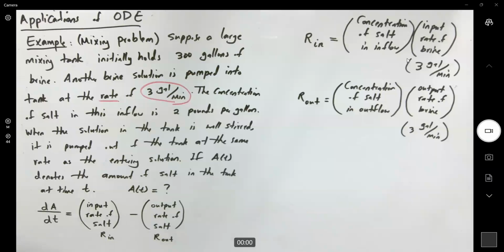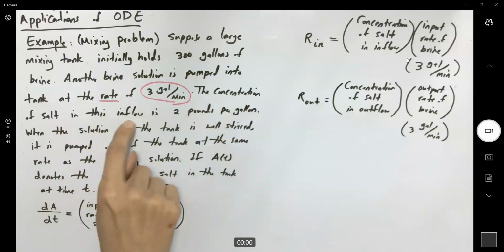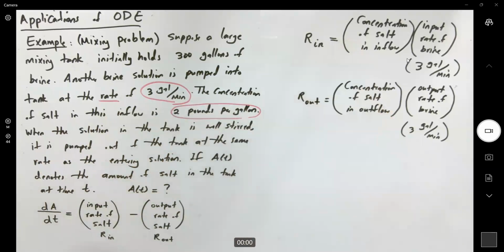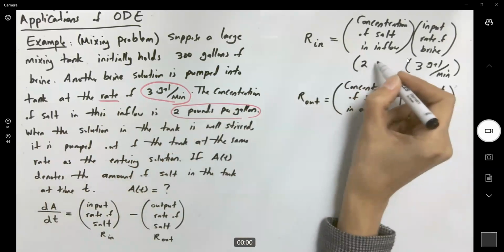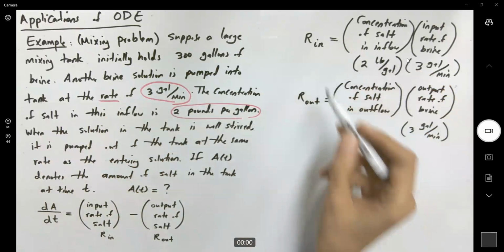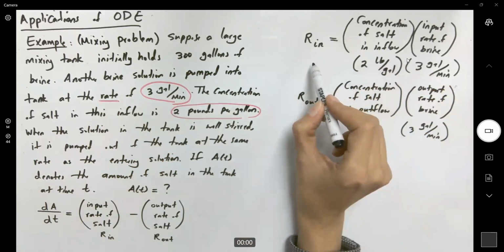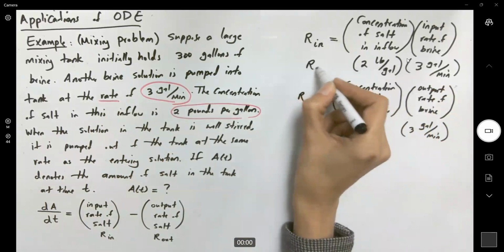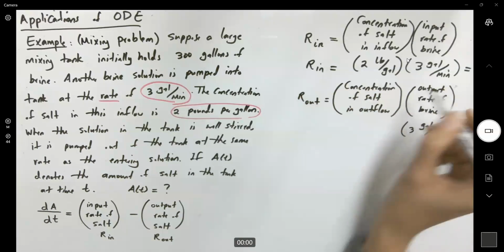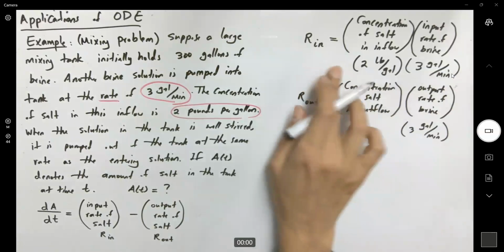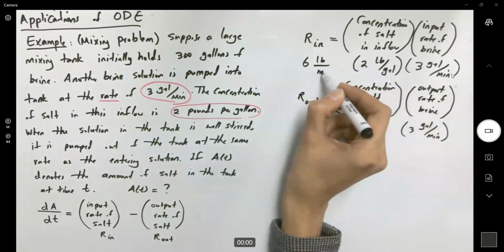What else do we have? The concentration of salt in this inflow is 2 pounds per gallon. Very well. So R sub in, or the input rate of salt, is 2 times 3, which is just 6. 6 pounds per minute.